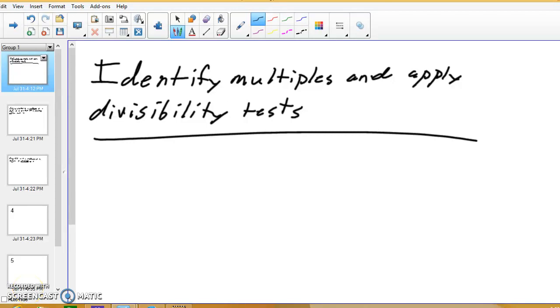Hi there. By the end of this lesson, you should be able to identify multiples and apply divisibility tests.